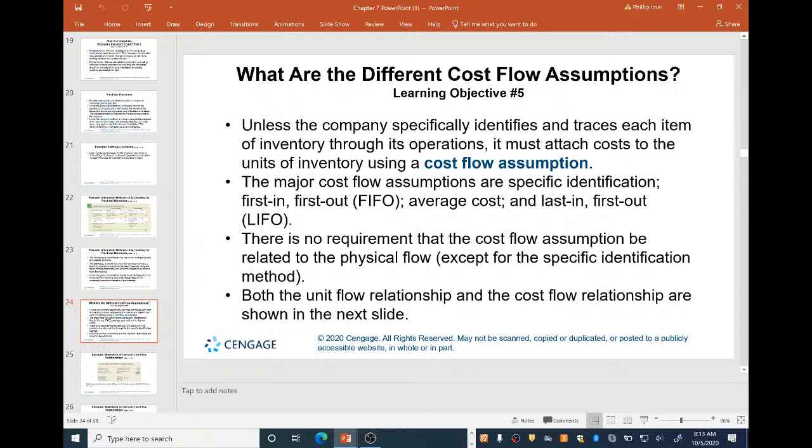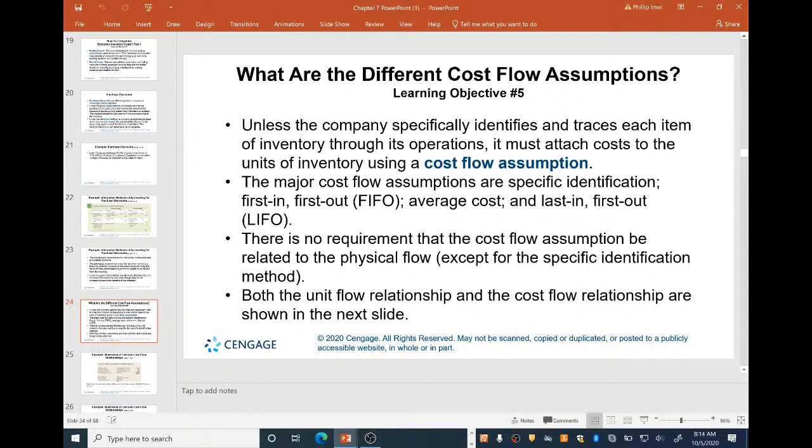They just make an assumption in which they think that the flow of goods is going to go. The major assumptions here are specific identification. This is where if we have large units, like maybe a grand piano or something with a really large value, we're going to specifically identify that. So that's just specifically identifying each unit because it's a specific unit or a really high value one. Next, first in, first out.